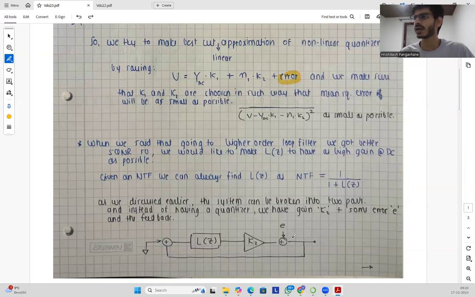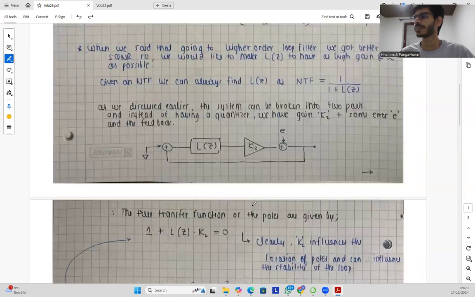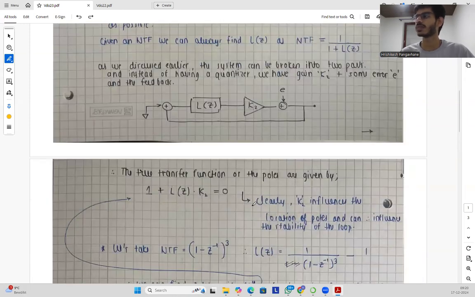So instead of having a quantizer, we have a gain K2 plus some error E and the feedback. The poles are given by 1 plus L of Z times K2 equals 0. So clearly K2 influences the location of the poles and therefore influences the stability of the loop, because the stability of the loop is totally dependent on the location of the poles.